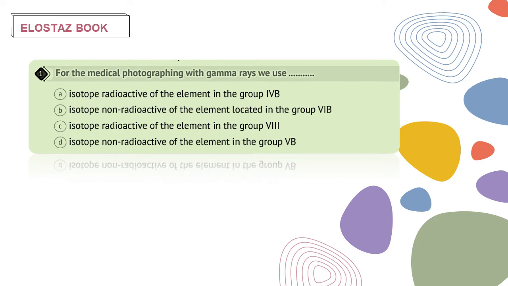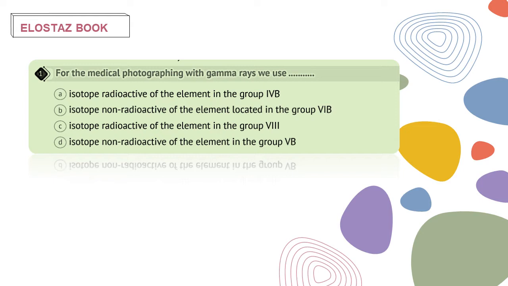Question 1 says: for medical photographing with gamma rays, okay, we said that we have photographing of the bones of hands or legs or any parts of the bones of our body using gamma rays, which we depend on to detect a fracture or any stain in our body. Which element do we depend on for this?